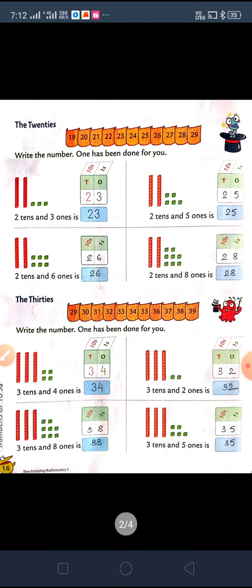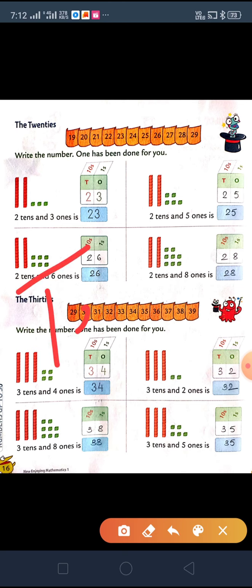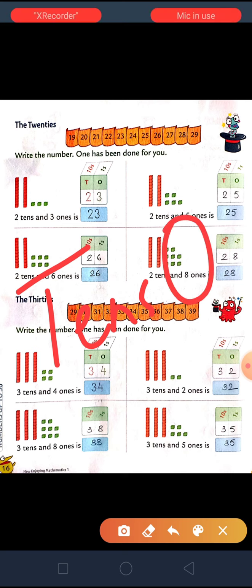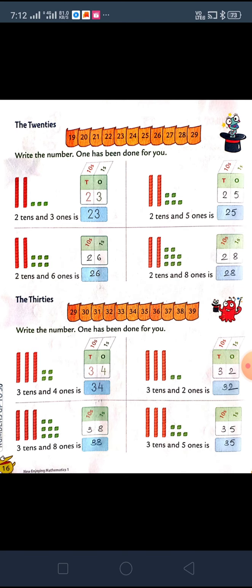Today I am going to teach you mathematics chapter number 1, numbers up to 50, part 7. In the last part we saw about tens and ones. Now I hope you all are clear with tens and ones, so we will move forward.